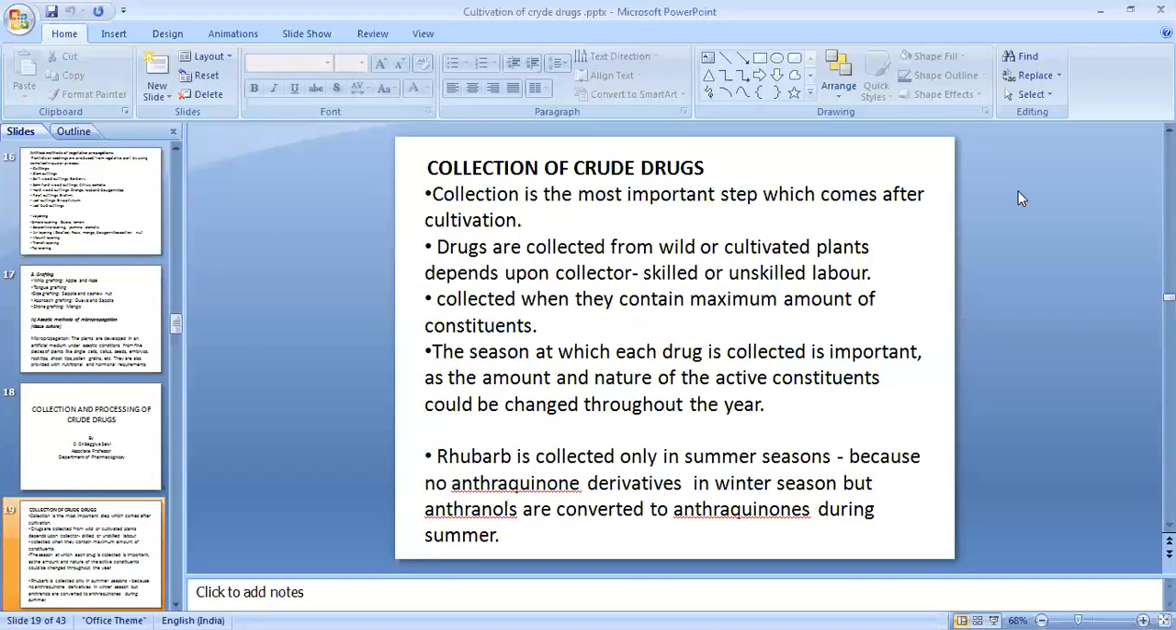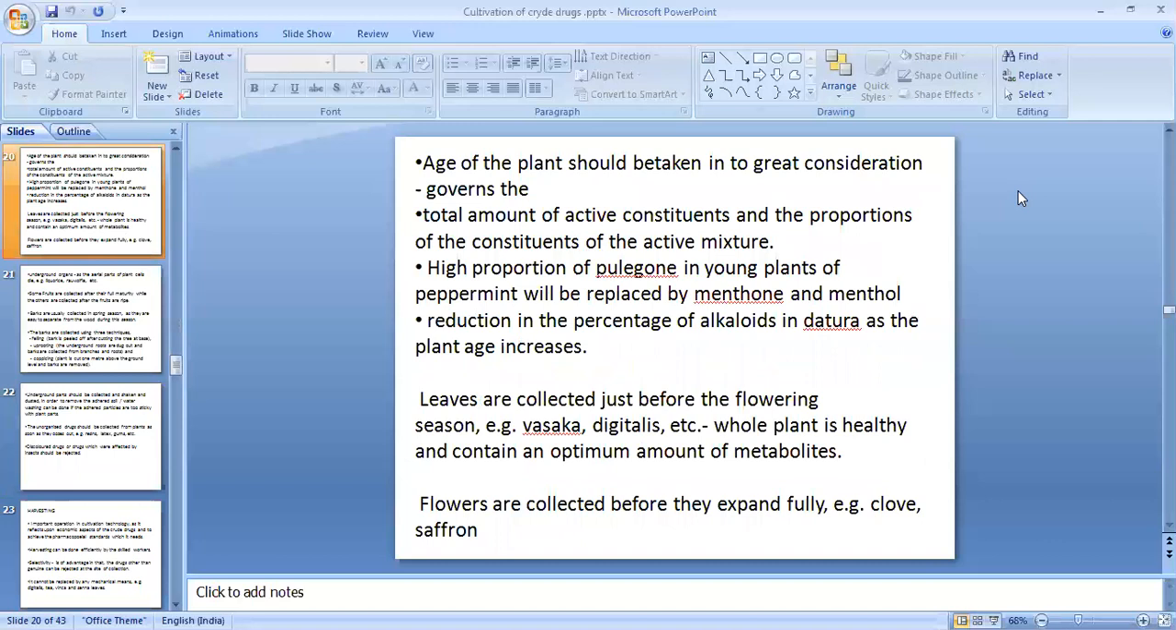So for this I'll give you one example, that is rhubarb, which is a drug containing anthraquinone glycosides, used as a laxative. It is a rhizome. It is usually collected in the summer season, because in the winter season there will not be anthraquinones present in the rhizome. That is why it has to be collected only in the summer, during which the anthranols are also converted into anthraquinones.